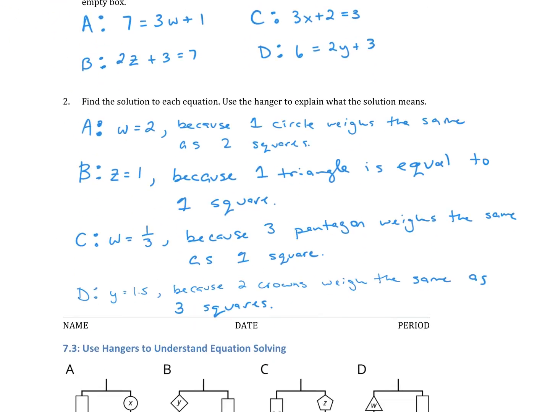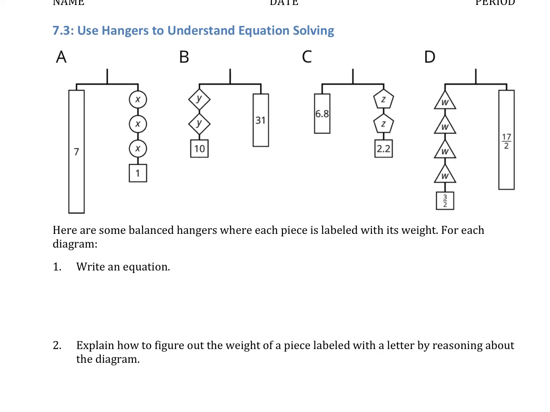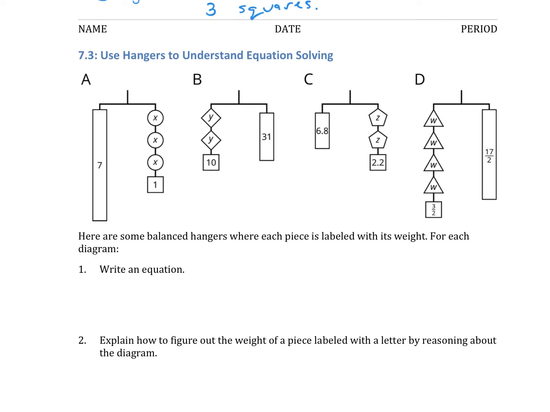All right, let's move on to the next activity. In this activity, you once again have 4 hangers. Notice that each hanger is still balanced. And this time, instead of just using a bunch of 1s, we now have bigger bars to represent different sizes. So for example, in A, we have a big rectangle to represent 7. In B, we have a square that's 10 and a rectangle that's 31.